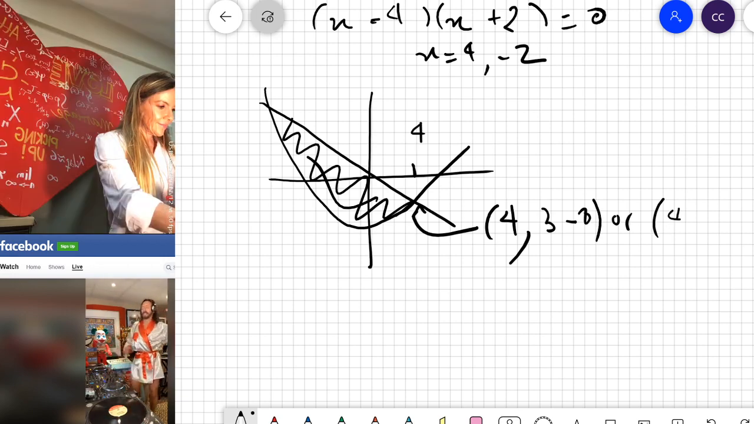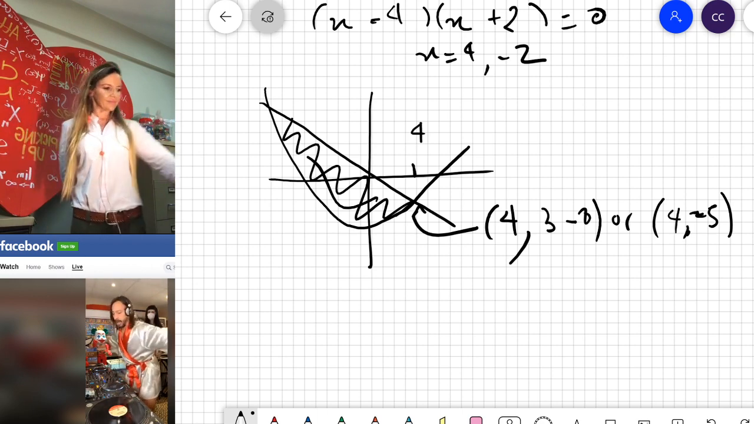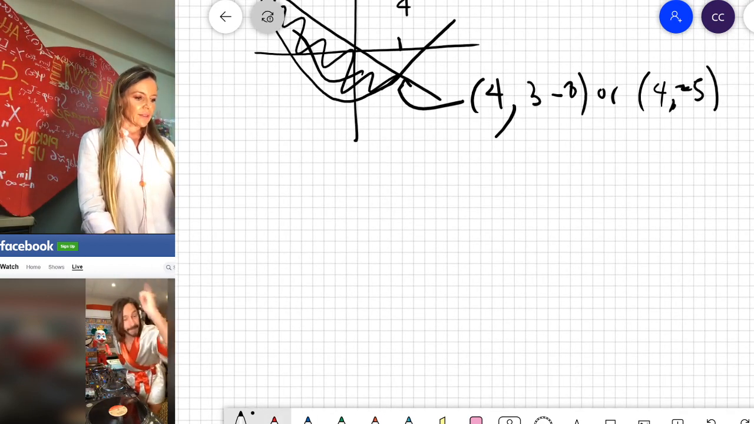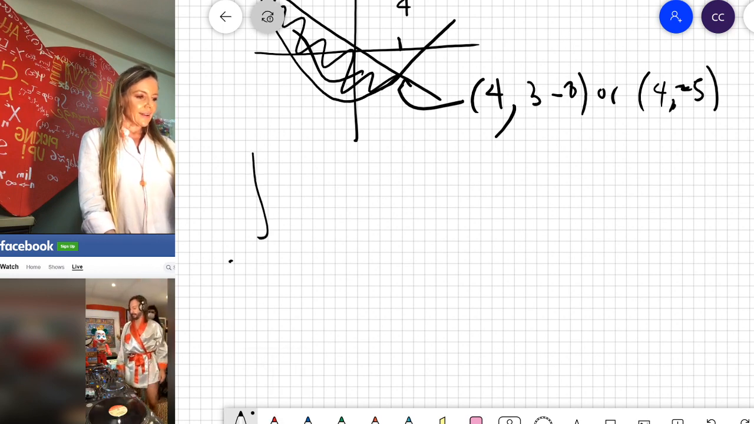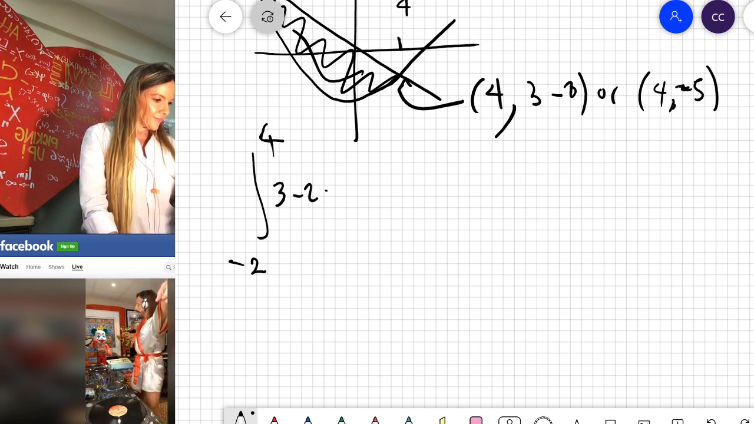Minus 5. Okay, we don't even need to know that point. It's just so that we feel comfortable with it for the moment. So it's minus 2 to 4, and the top curve for the moment.